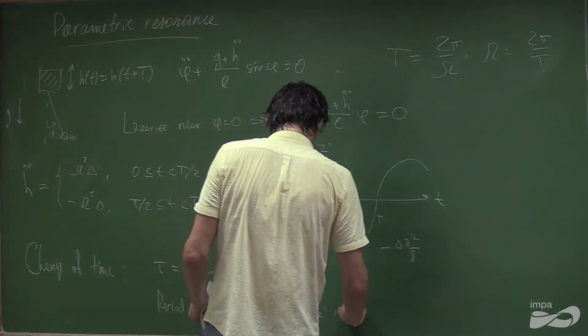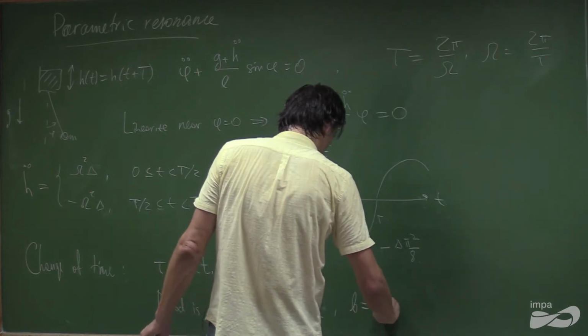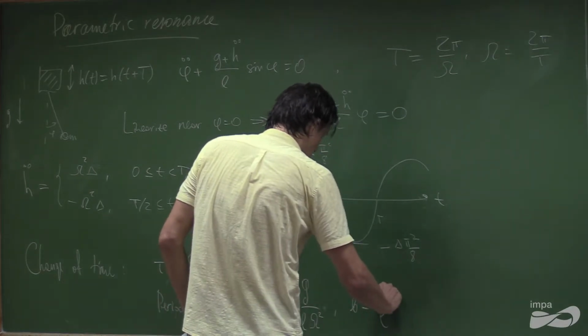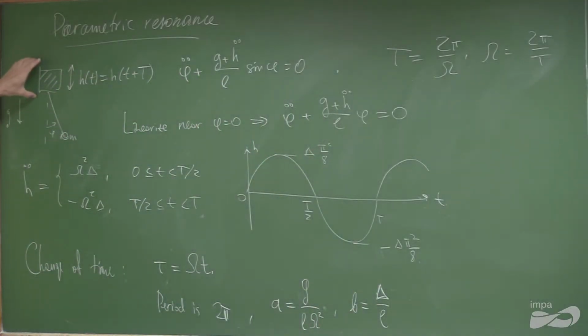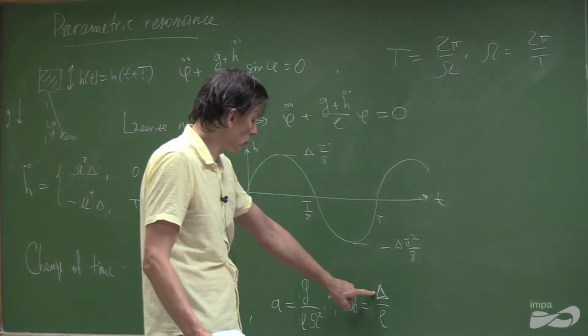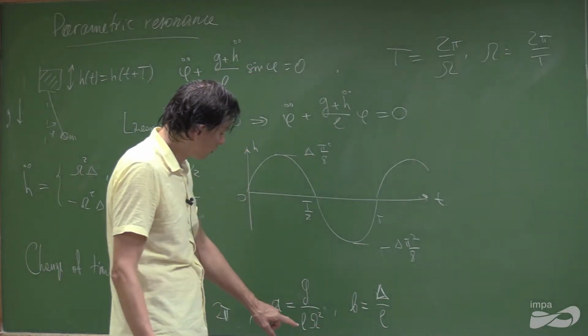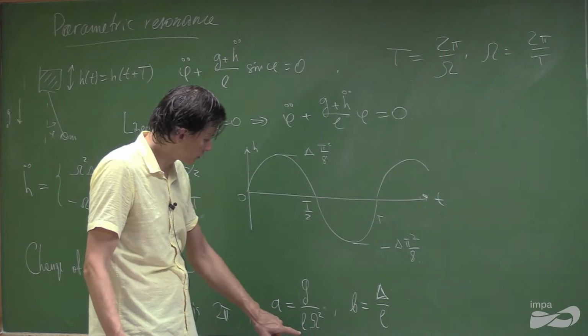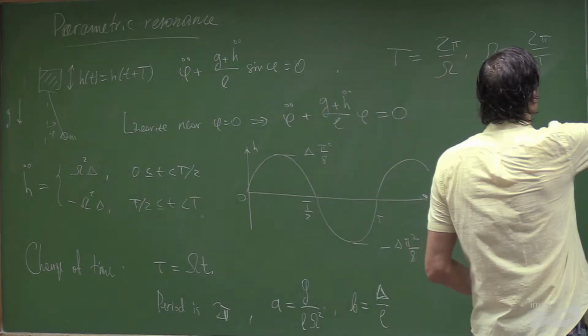And then also b is delta over L, which is a relation between the amplitude of the support and the length of the pendulum. So usually we will consider delta small compared to L, so b will be small, and a can be small or large depending on frequency. You see, because L is small, but frequency can be large. So this gives you the Mathieu equation.